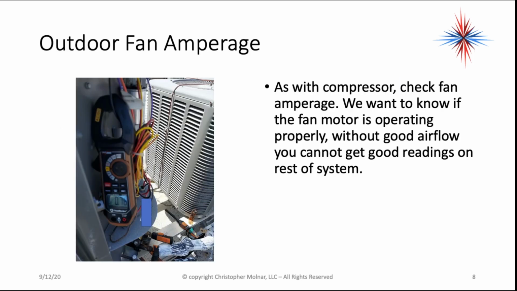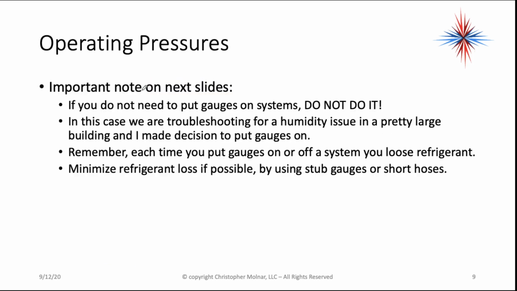Check your outdoor fan amperages. As with the compressor, we want to know if the fan motor is operating properly. Without good airflow, you cannot get good readings on the rest of the system. Okay, if the amperage is high, higher than, for example, the 1.0 we saw on the data plate for this system, you have to find out why. Most often, there's a capacitor that's bad. And if it's not the capacitor, you have to start looking at the bearings of the fan. So you've got to make sure you check that fan amperage. It tells you whether or not we're getting proper airflow mechanically.